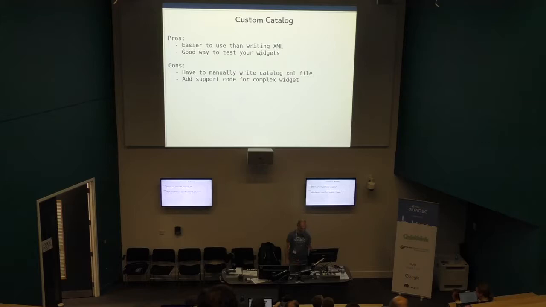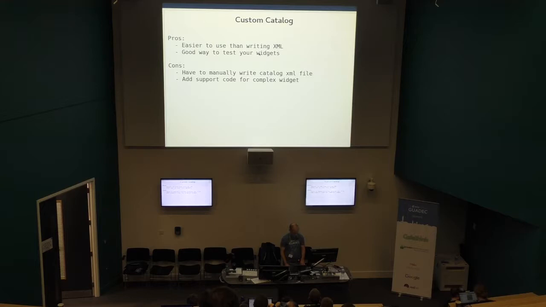So what are the cons? So you have to manually write a catalog, which is an XML file. And if you happen to have a really complex widget, like a new container type, you will have to add some support code for Glade to know how to deal with the new container. But if all you are doing is creating a regular composite widget, a collection of GTK widgets, it should be pretty straightforward.